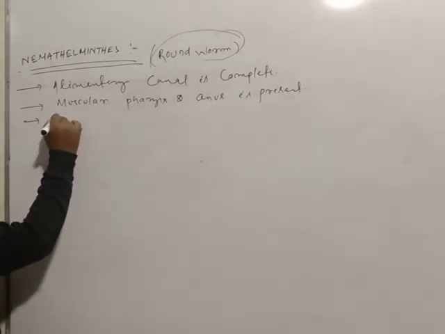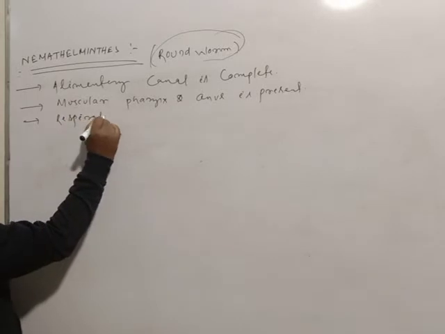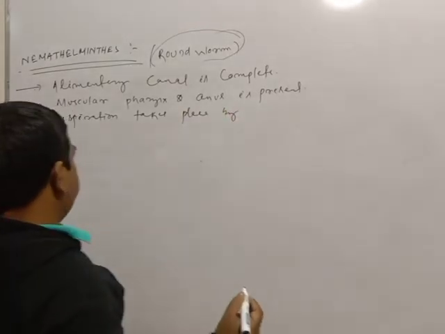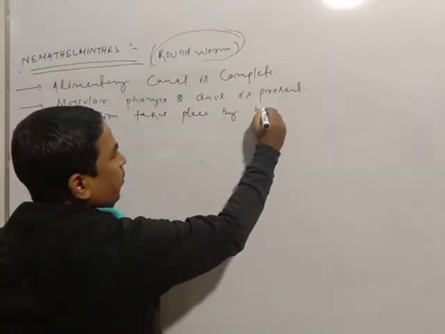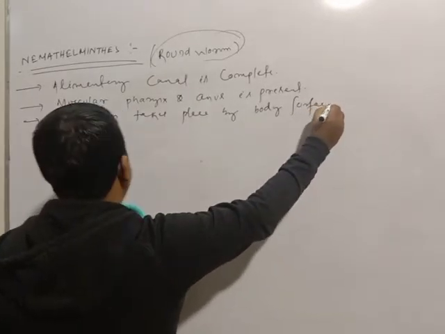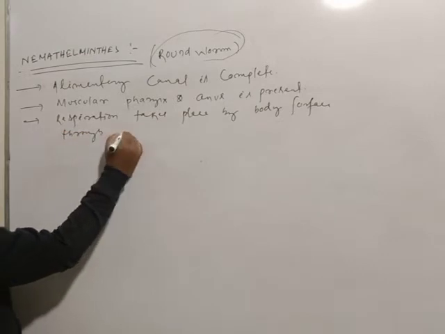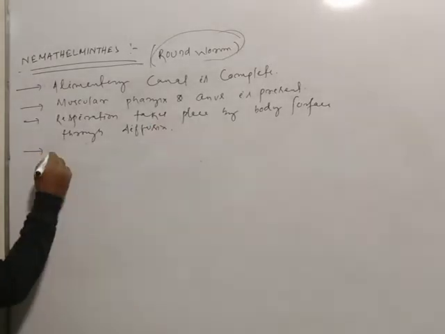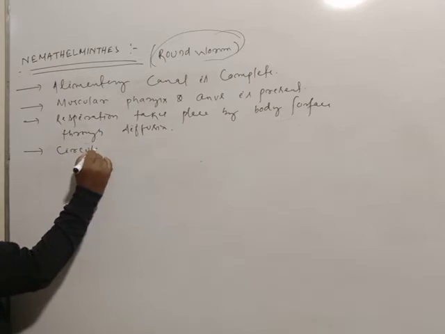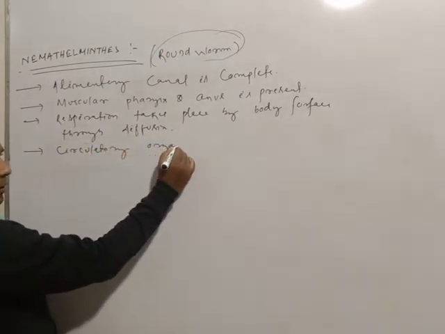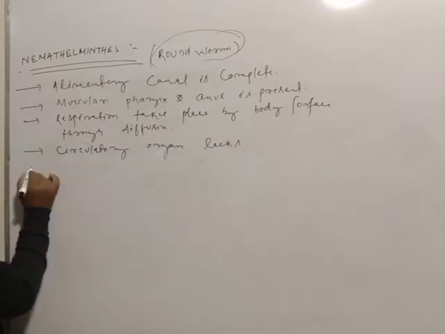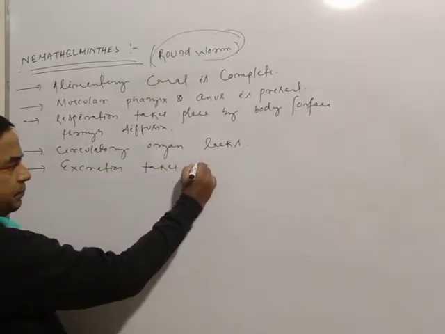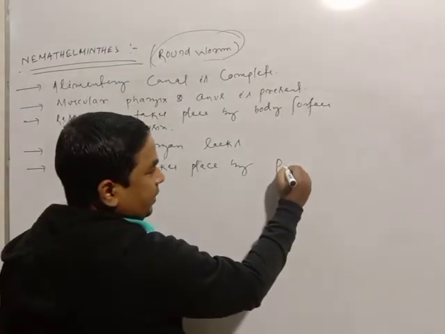Next, respiration takes place by body surface through diffusion. Next, circulatory organ is absent. Excretion takes place by protonephridia.